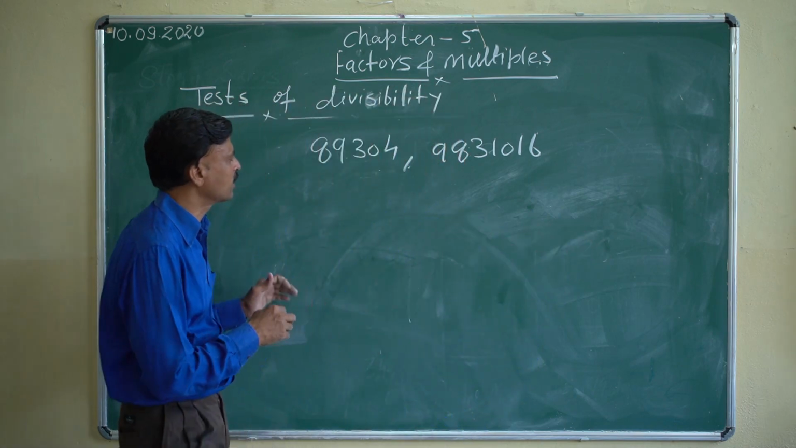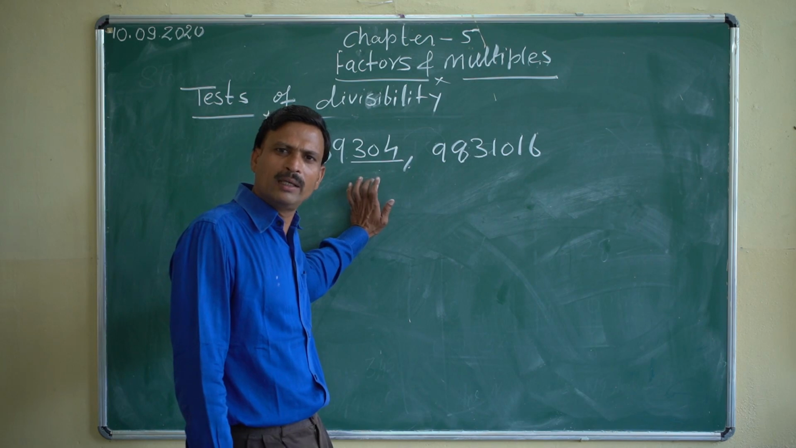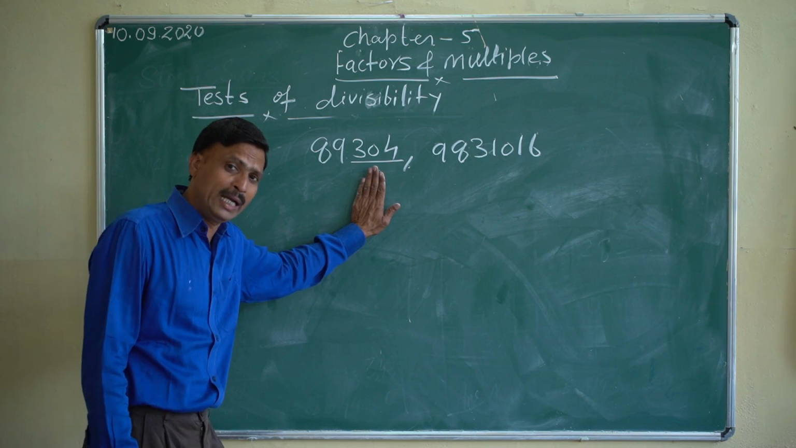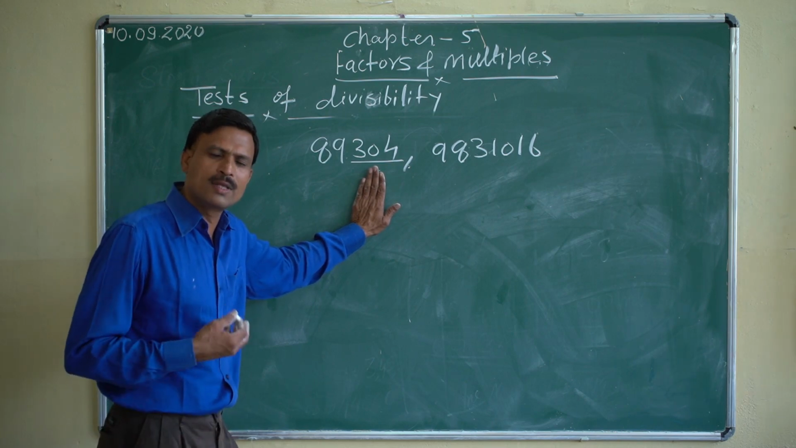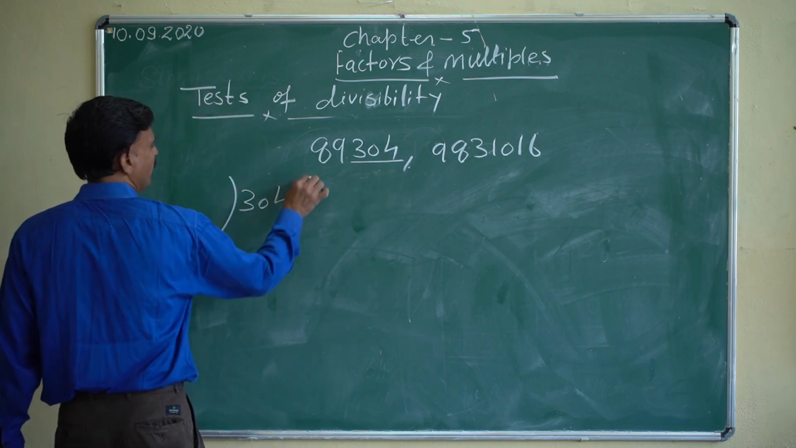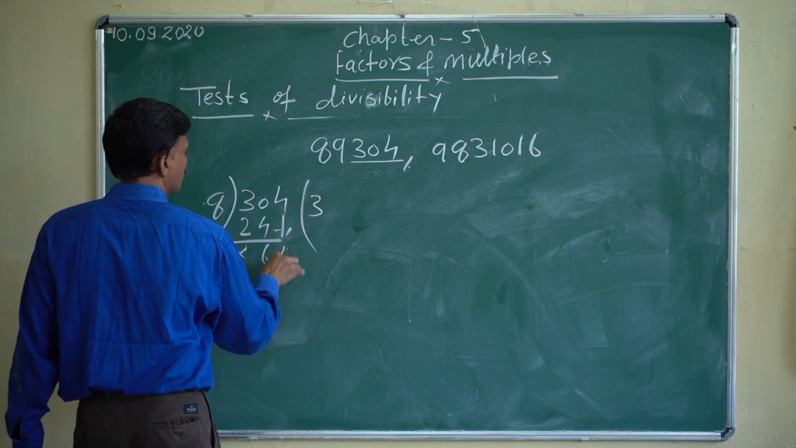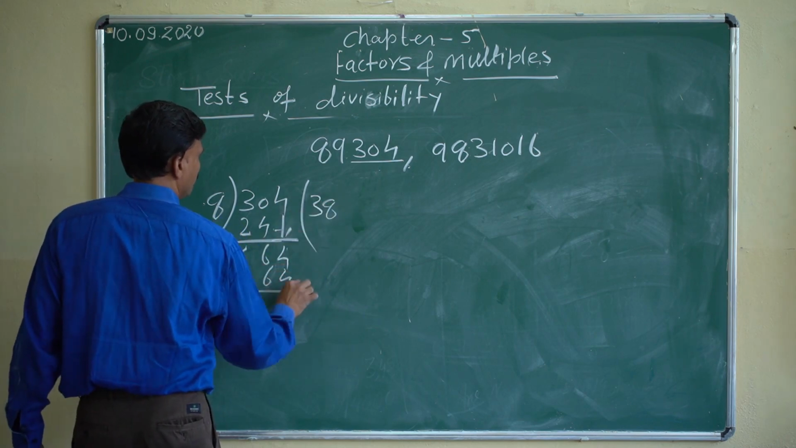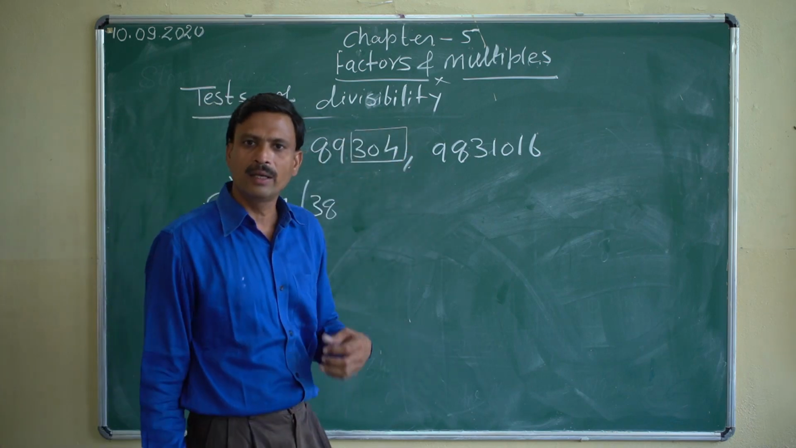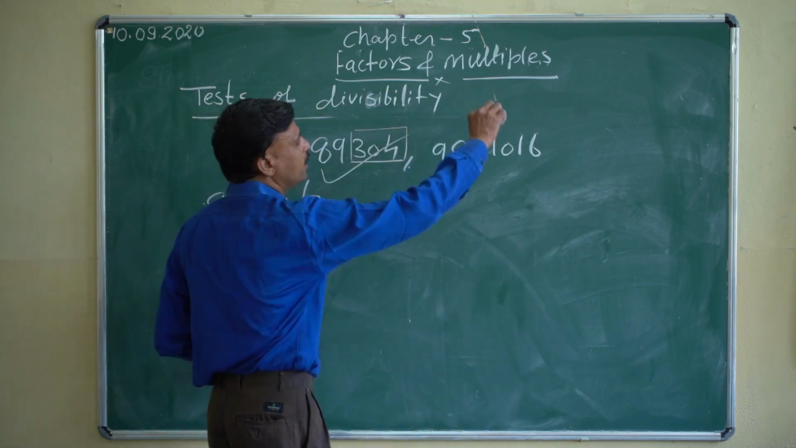Okay, let's see the examples. What is the number formed from the last 3 digits? 304. So is this 304 divisible by 8? Yes. If you divide 304, you will see that 304 is exactly divisible by 8. 30 divided by 8, 3 times is 24, and so on; it comes to 38. Got it? So since the number formed from the last 3 digits, that is 304, is exactly divisible by 8, that's why this full number will be divisible by 8.